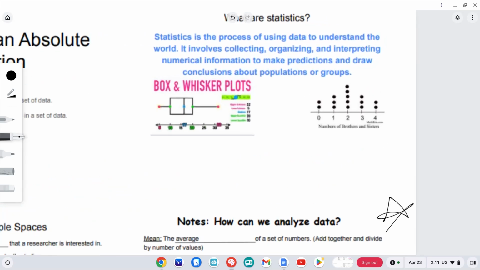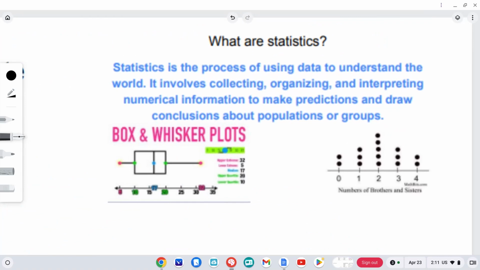So remember, we've been talking about statistics. Statistics is the process of using data to understand the world. We talked about that last week. It involves collecting, organizing, and interpreting information to make predictions and draw conclusions about populations or groups. So again, we're looking at data, trying to understand important aspects of it so that we can make decisions.